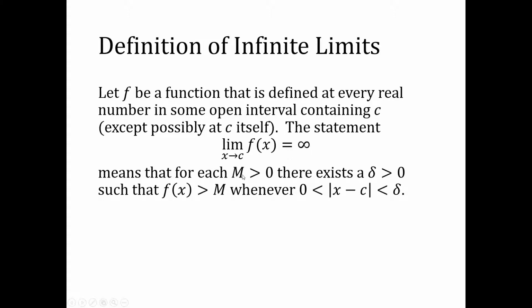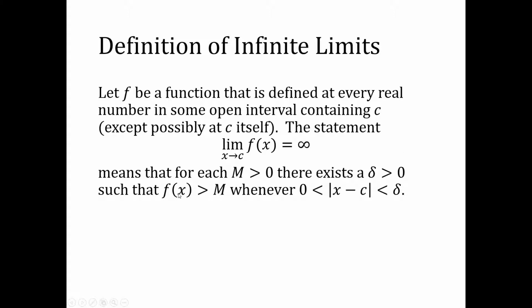This means that for each M greater than 0, so any positive M, and they want M to be able to be a very, very large number, there exists a delta greater than 0. Remember, delta is the distance from c on the x-axis, such that f of x is greater than M whenever 0 is less than the absolute value of x minus c is less than delta. So f of x is greater than M.